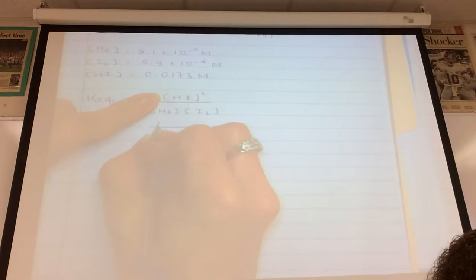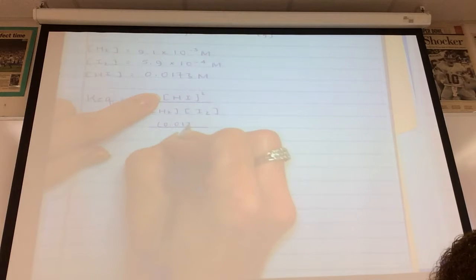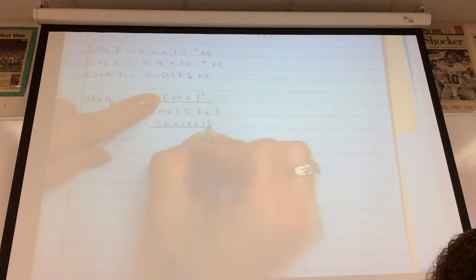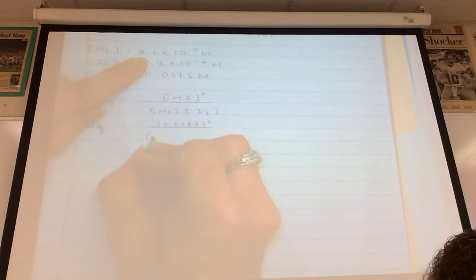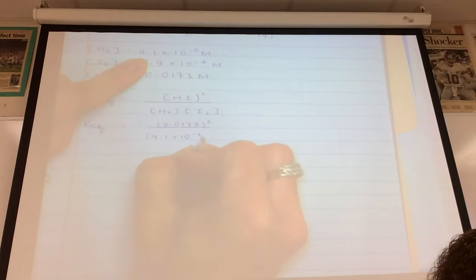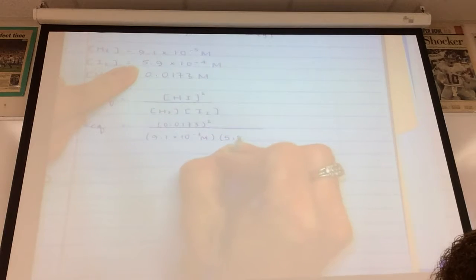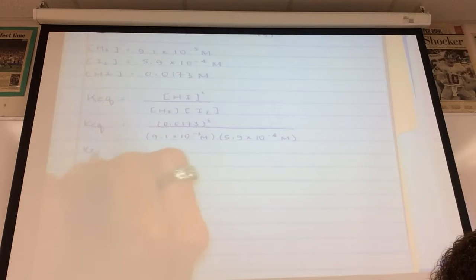Hydrogen iodide is 0.0173 squared, over 9.1 times 10 to the negative 3 molar, times 5.9 times 10 to the negative 4. So we're just plugging and chugging away here. Just be careful with your calculator.